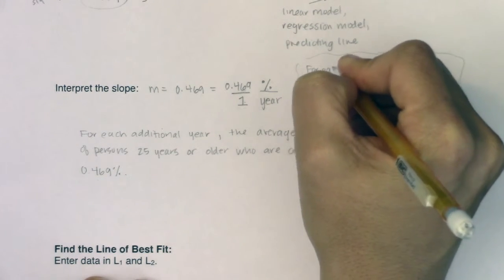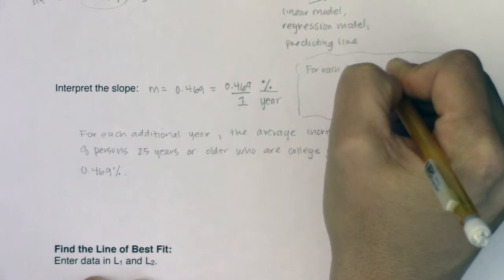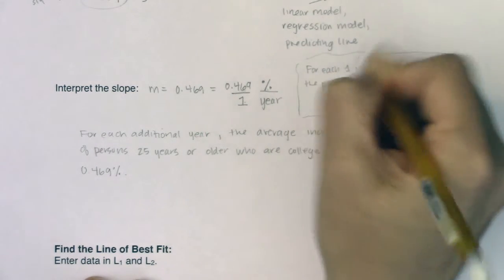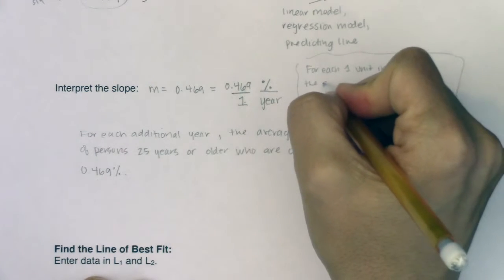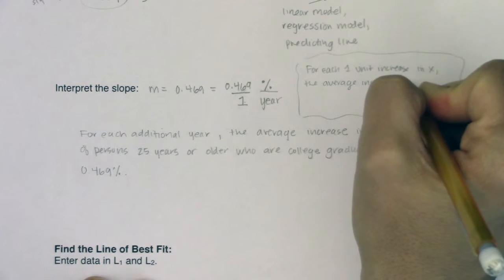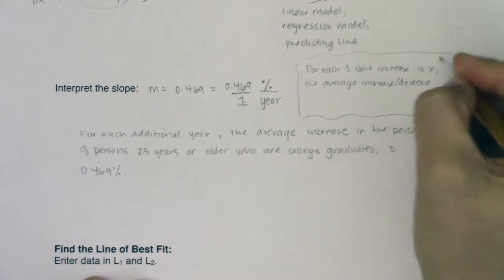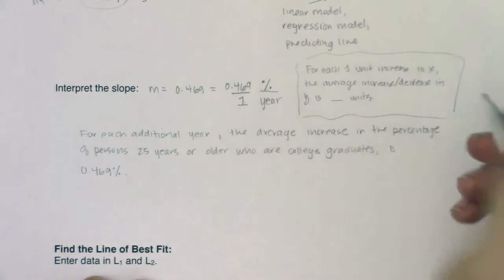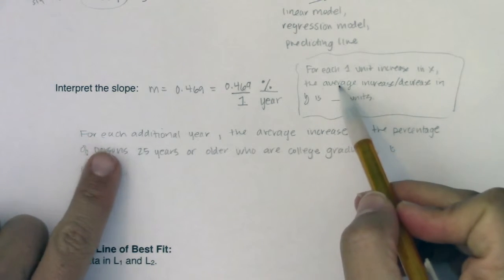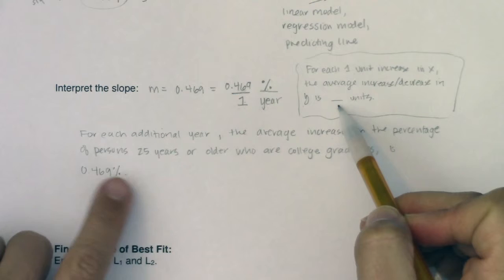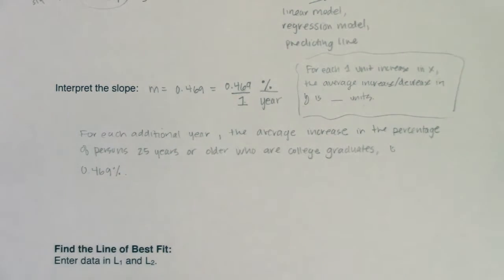So for each one unit increase in X, the predicted, the average increase or decrease, you'll have to decide depending on whether the slope is positive or negative, in Y is blank units. And that's what we had here. So for every 1 year increase, the average increase in persons of 25 years or older who are college graduates is 0.469%.